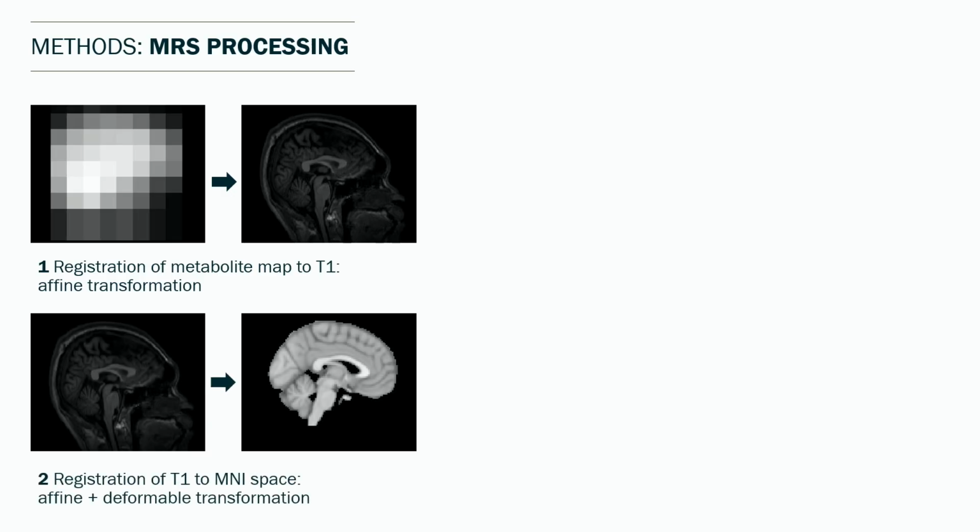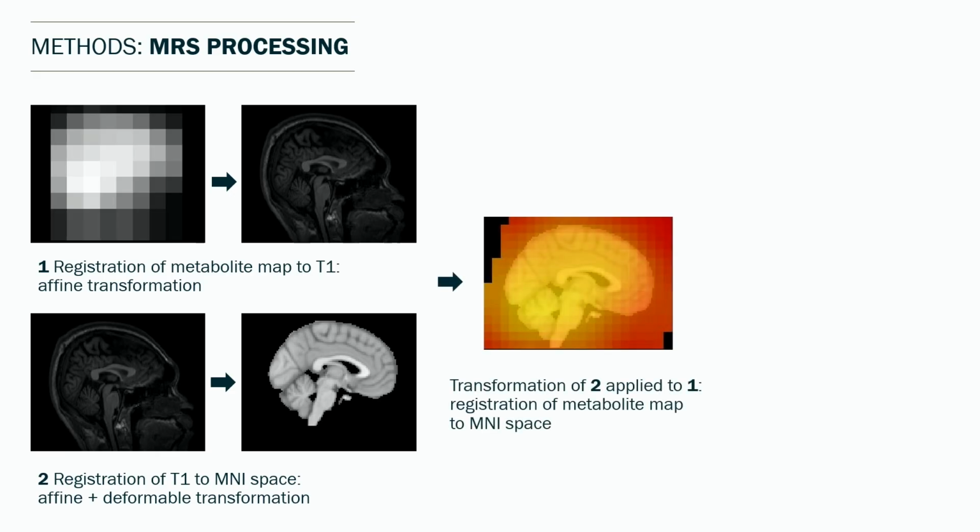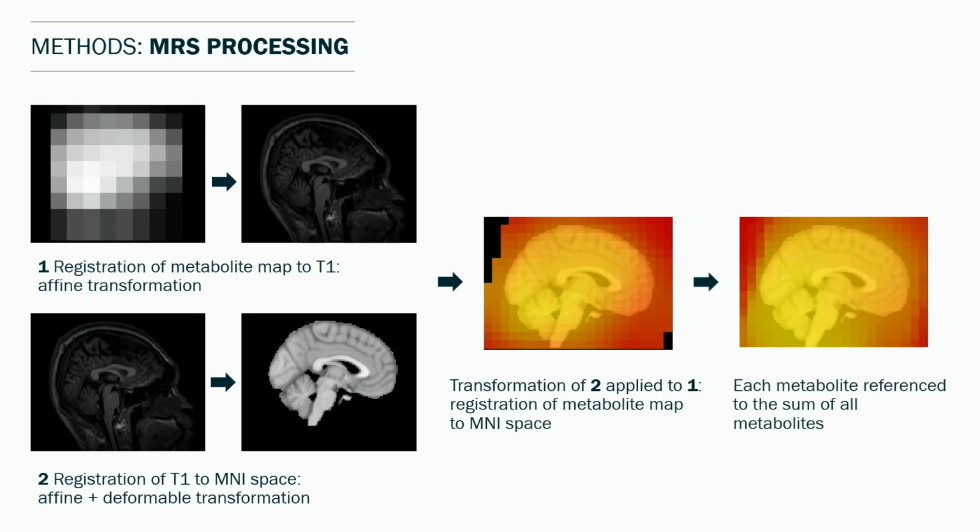Just quickly, how MRS was processed. The metabolite maps were registered to the participants' T1, the T1s to standard space, which I'm sure you're all familiar with. Then the transformation of the first step was applied to the second step. The reason I'm drawing your attention to this is you might notice that in this process, the maps were resampled. So the maps you will see further look like they are better resolution than they actually are, which also needs to be remembered.